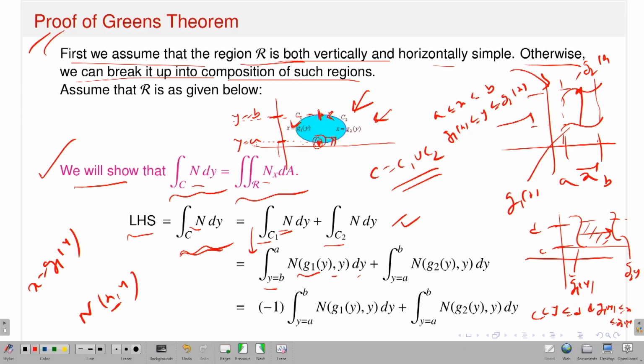And what about C2? C2 is the curve x equal to g2 of y, which is the corresponding parameterization of C2. This time I am moving in this direction, starting from here.